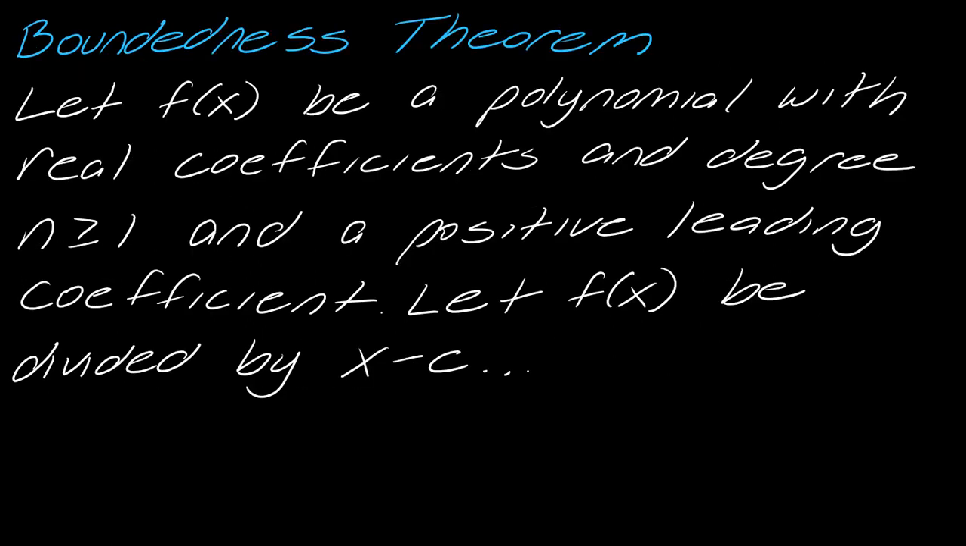Okay, so now let's talk about the boundedness theorem. Let f of x be a polynomial with real coefficients and degree n greater than or equal to 1, and a positive leading coefficient. Let f of x be divided by x minus c. These are the requirements to use it, so it is a little specific. You need real coefficients, at least an x term, and a positive leading coefficient, so that's important. There are two different ways to use the boundedness theorem.